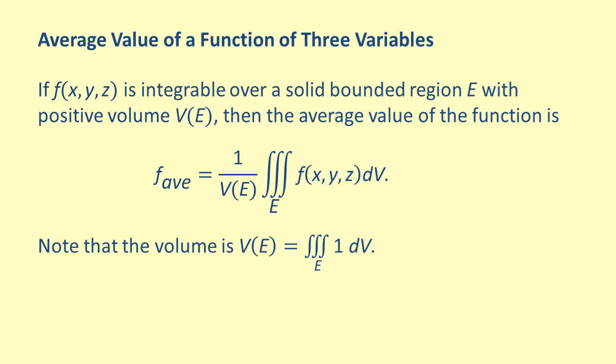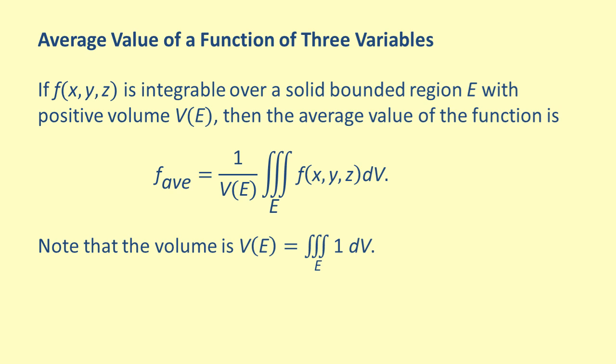It's important to note how we find the volume of the region E. We can compute this by evaluating the triple integral of 1 over the region E. This means we can integrate 1 with respect to each of the variables x, y, and z, and evaluate the result over the intervals where x, y, and z are defined in E. This formula can be used in real-world applications, like finding the average temperature of an area.